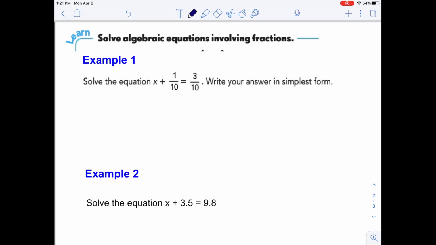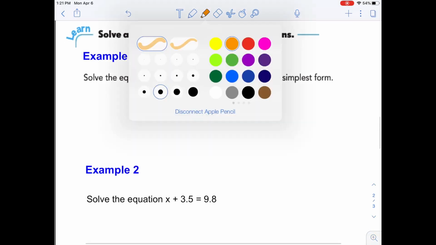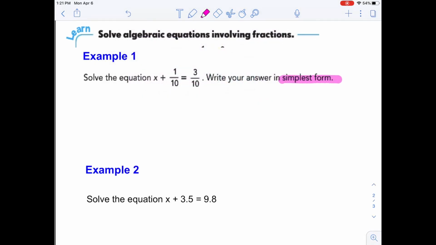Solve the equation x plus 1/10 equals 3/10. Write your answer in simplest form. That's something to remember. Anytime you're working with fractions and the answers, you need to make sure that you're writing your answer in its simplest form, lowest terms. Okay, so I'm going to start just by rewriting my equation here. x plus 1/10 equals 3/10.